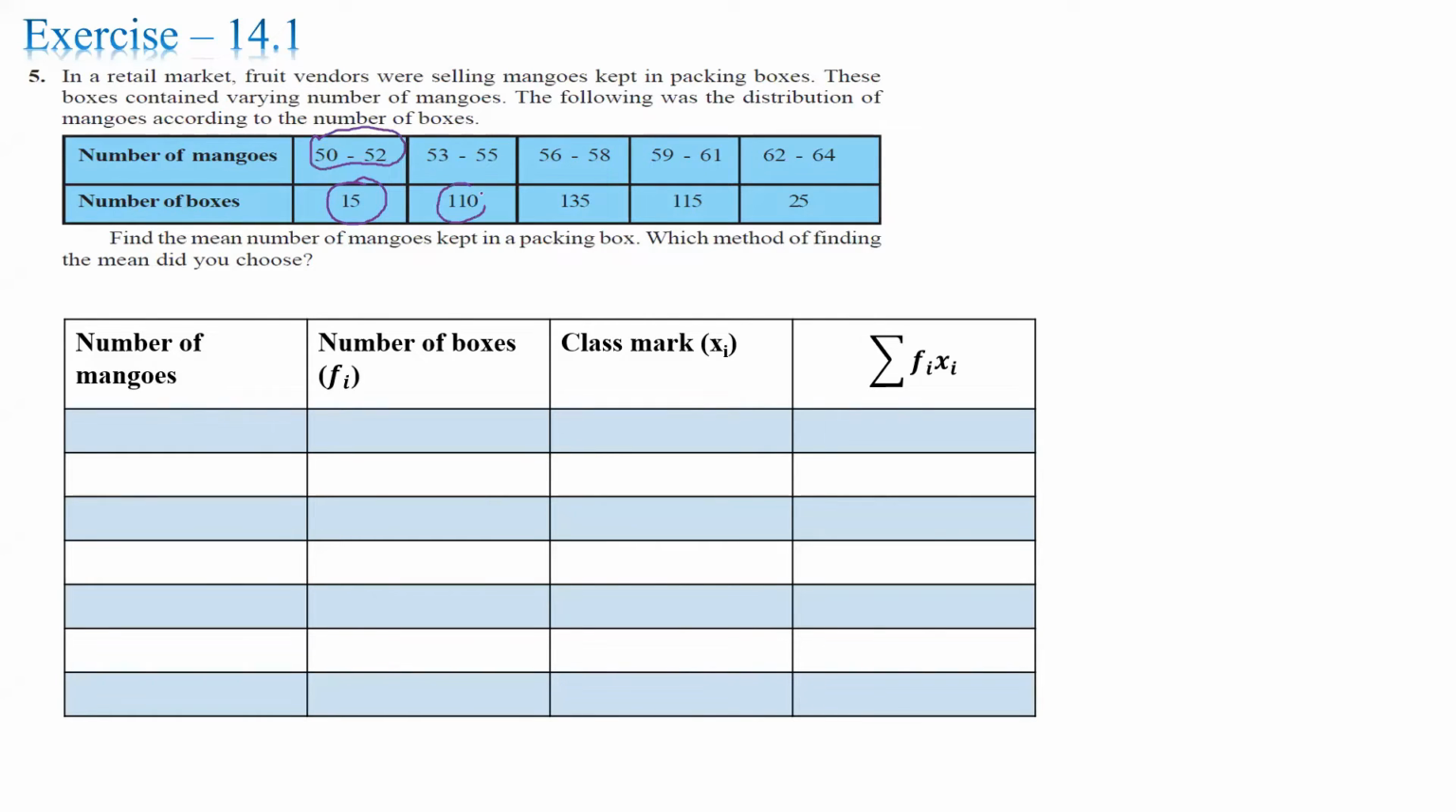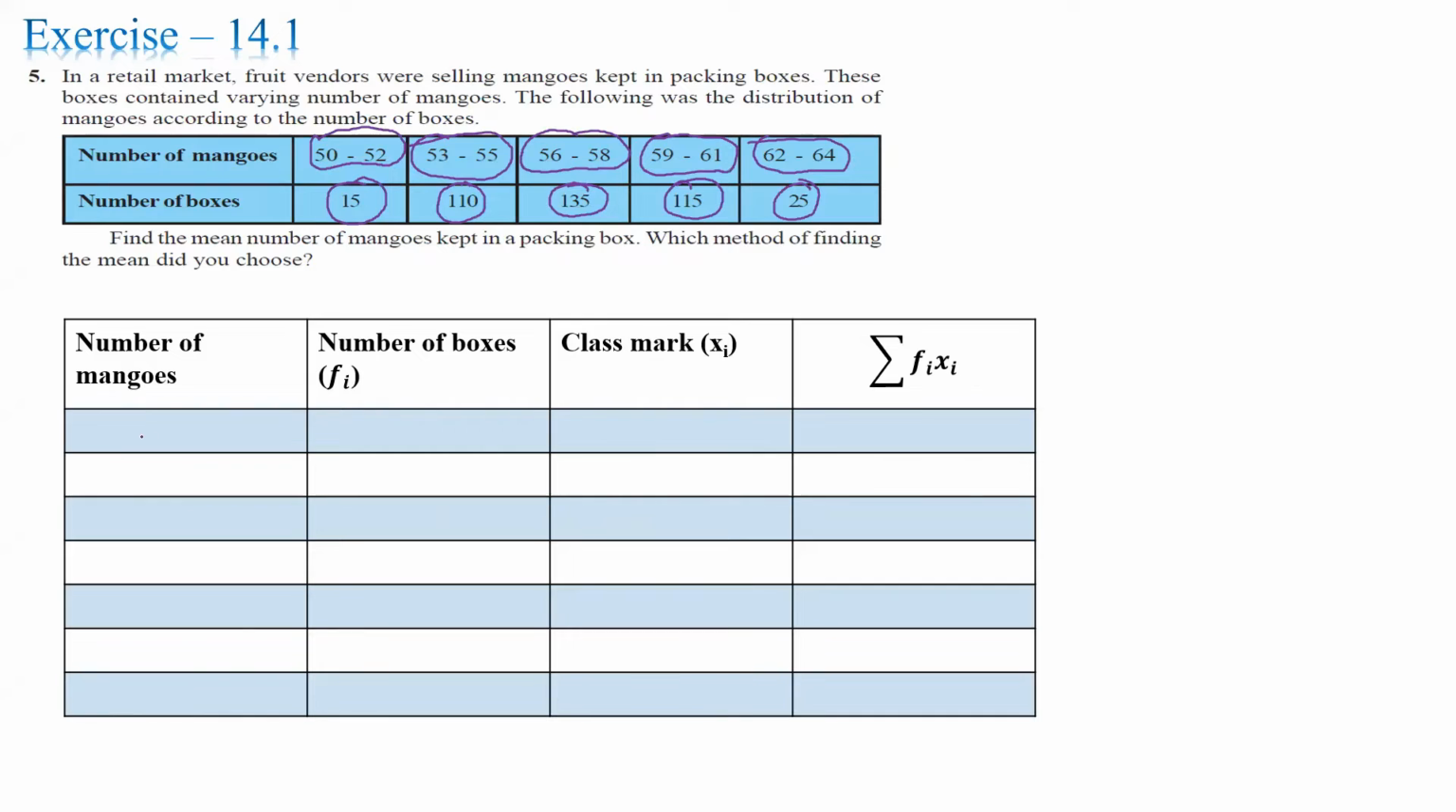Like that, in 110 boxes there are 53 to 55 mangoes. In 135 boxes there are 56 to 58 mangoes. In 115 boxes there are 59 to 61 mangoes, and in 25 boxes there are 62 to 64 mangoes.